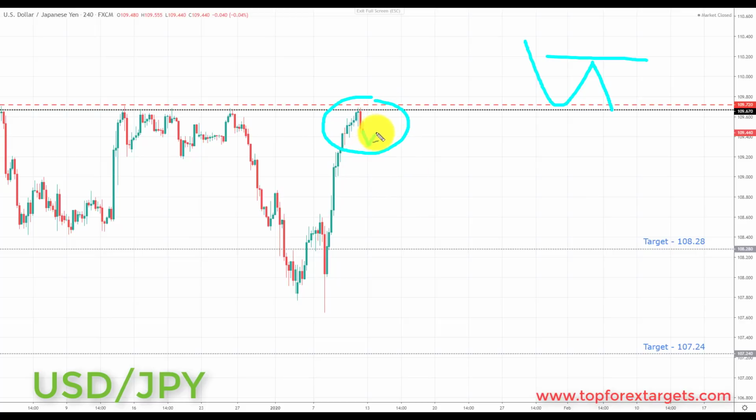And if we get the right kind of sell setups in this area, we're going to be looking at initiating shorts down towards the next key area of support to the downside of the target set at the 108.28. And if we can get a breakthrough here, we're going to be looking down towards the next key area of support to the downside and target 2 at the 107.24.